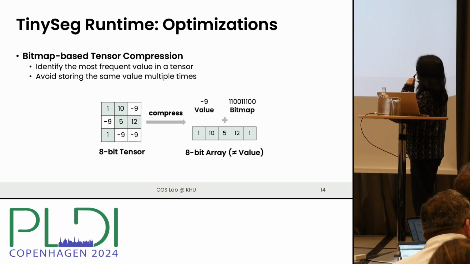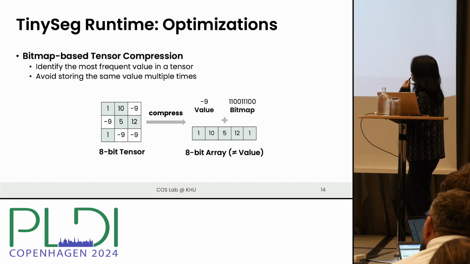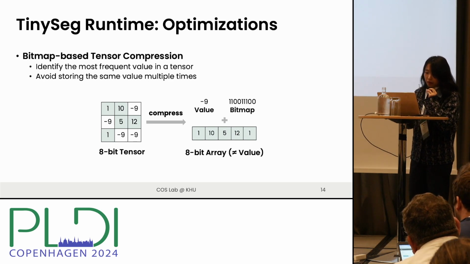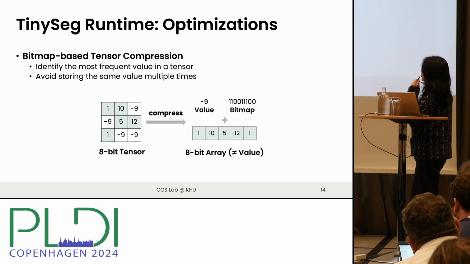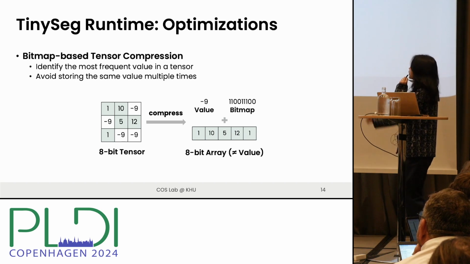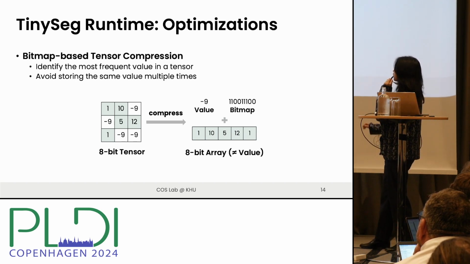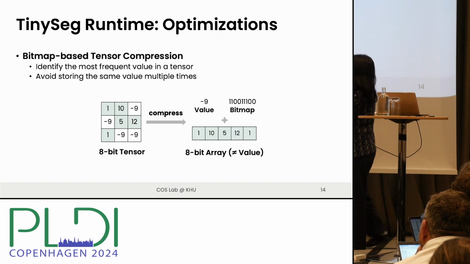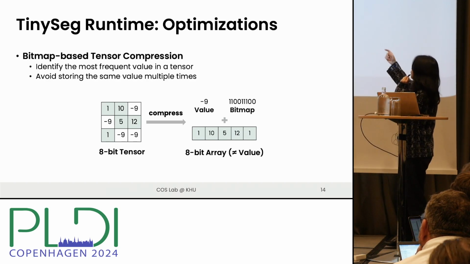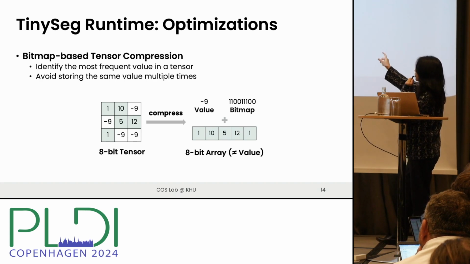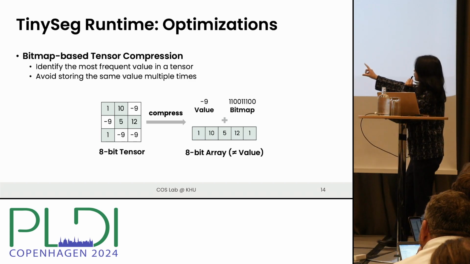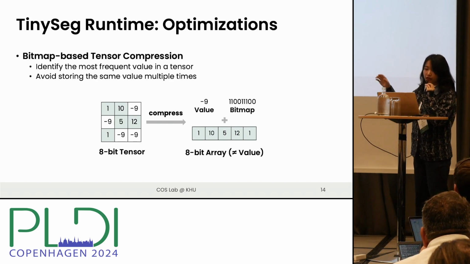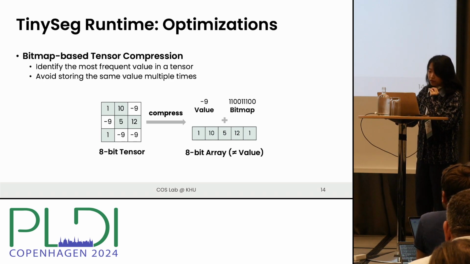So the TinySeg runtime provides various optimizations to reduce the tensor spilling overhead and further optimize the memory usage. The first optimization is bitmap-based tensor compression. It is a very simple compression scheme, which identifies the most frequent value in a tensor. In this example, it is -9, and then it uses a bitmap to indicate the locations of the same value, so that it can avoid storing the same value multiple times. So it can reduce the size of the tensors to be spilled.